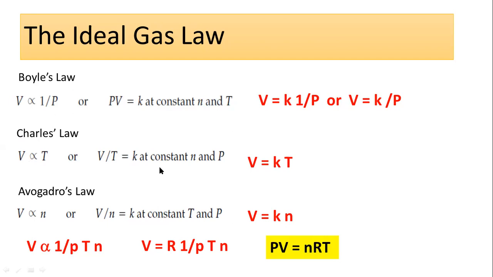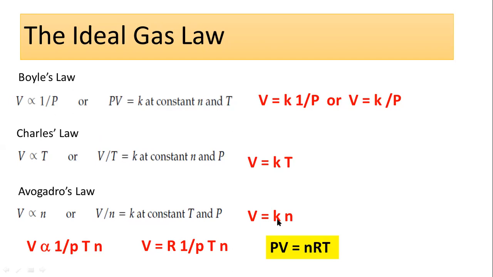Again, an important thing is that Charles' law is at a constant number of moles of the gas and constant pressure. So in all of the cases, you have a relationship between two variables, and you have to maintain the two other variables constant. In Avogadro's law, the volume is directly proportional to the number of moles.